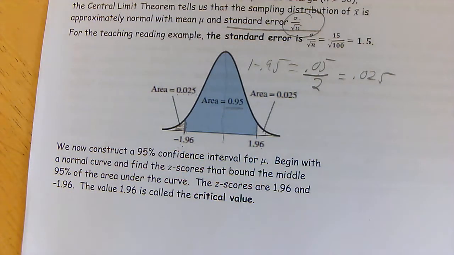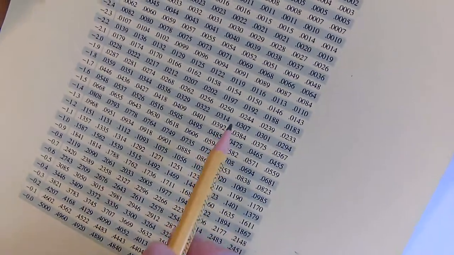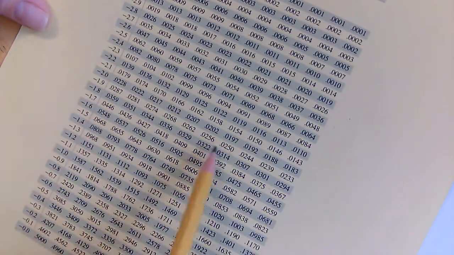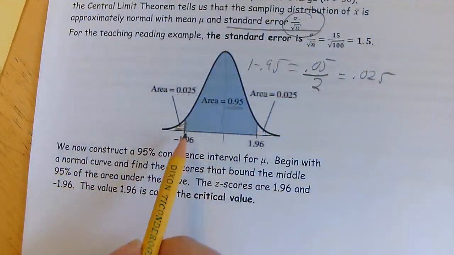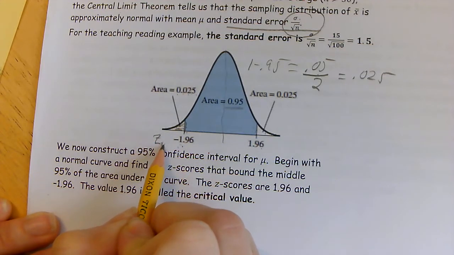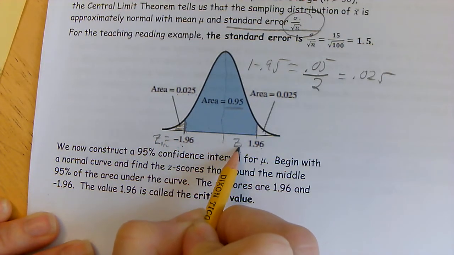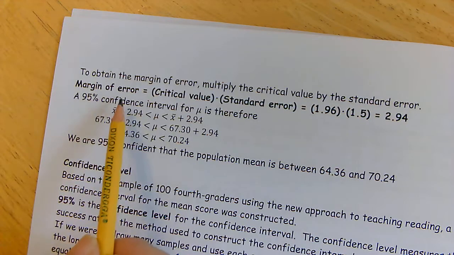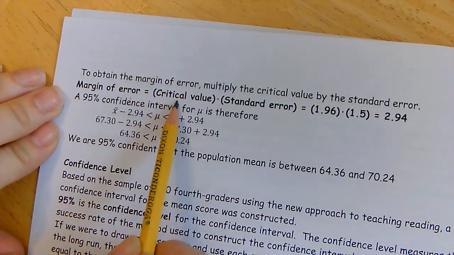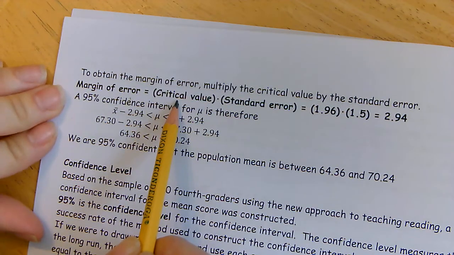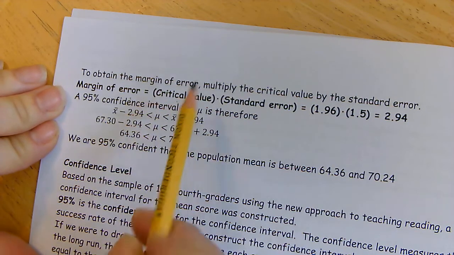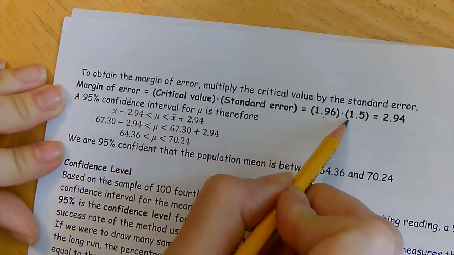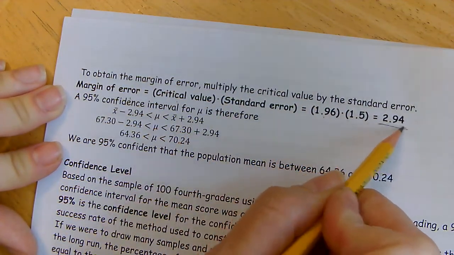So really quickly, 0.025 is exactly here, so it's negative 1.96. That's where this critical value comes from. So to get the margin of error, I'm taking this critical value based off of the 95% confidence, so that comes from my yellow table, 1.96, times the standard error, which was 1.5, and that's my margin of error.